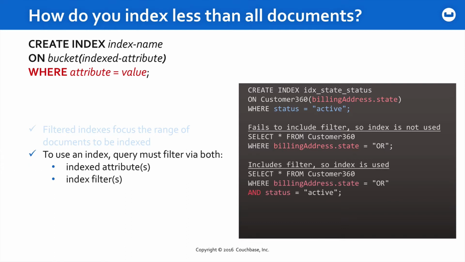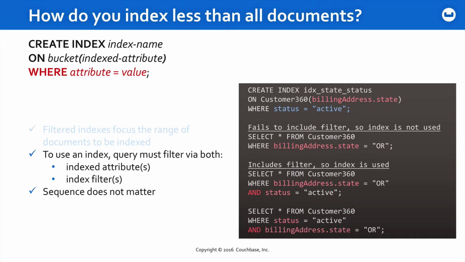However, if I built a query like this, where I both filter by the state and by the status, the index is going to get picked up and you get extremely fast response times. It does not, however, matter what order you put these in. So I could filter by status and then state, or by state then by status. It's just that you need to match all of the filters for the index that you've created.